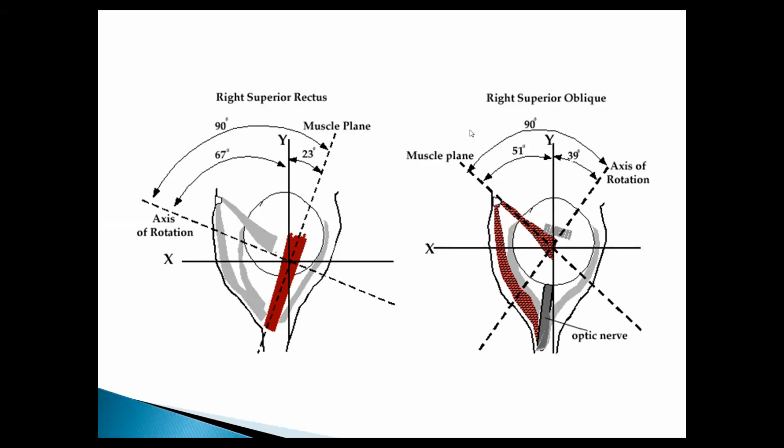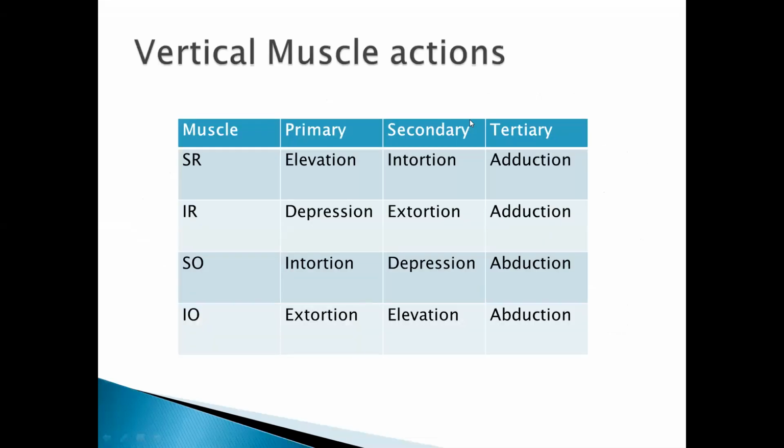Right. So those are the actions of the muscles. Now can everyone understand why the superior rectus is an elevator and an intorsion, inferior rectus, now particularly you have to understand why the superior oblique is a depressor and inferior oblique is an elevator. Because that is where things can get confused.